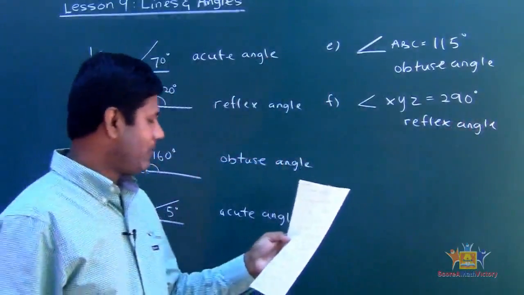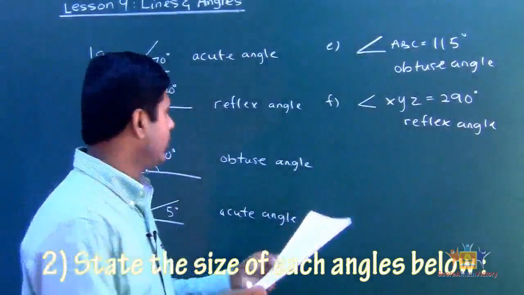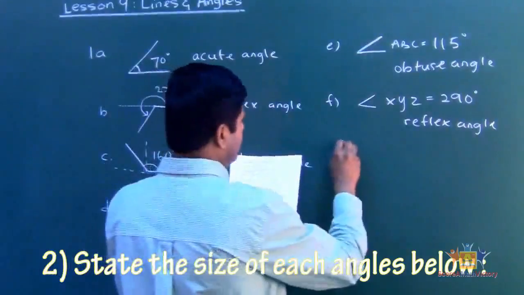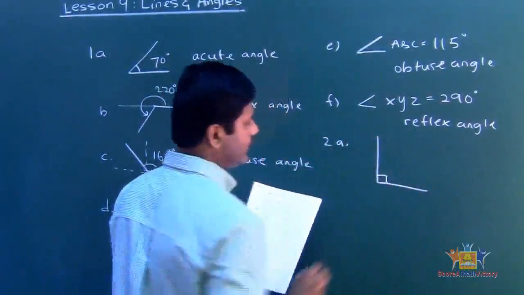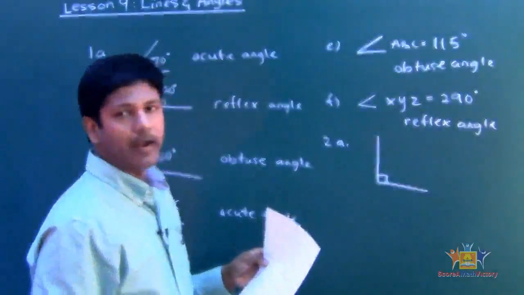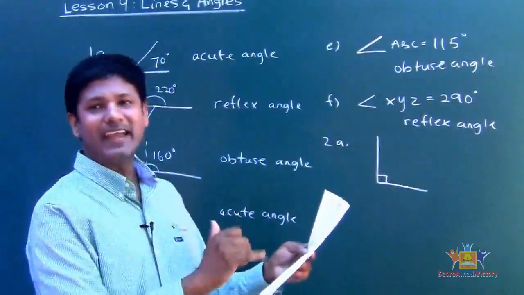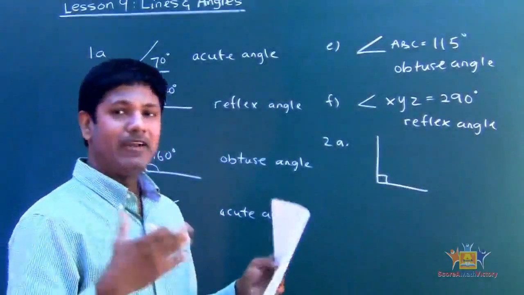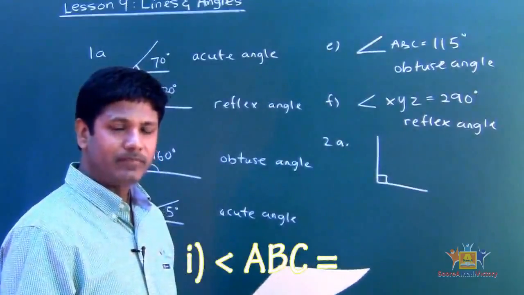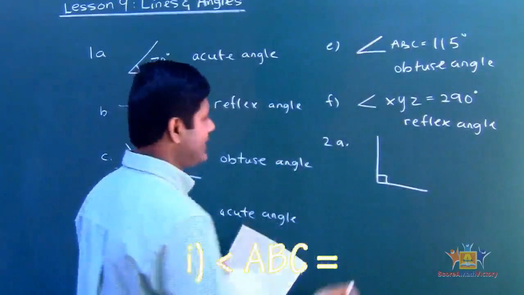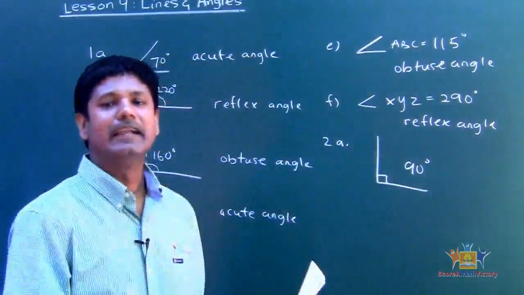So now let's look at problem number 2. State the size of each angle below. Okay, so for A, what kind of angle is that? With a small square. That's the right angle. What is the name of this angle? It's a right angle. Okay, and a right angle has, what is the size of that angle? 90 degrees. Very good. Okay, right angles are 90 degrees.